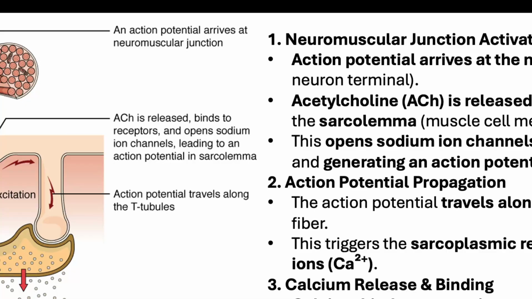This shifts tropomyosin, exposing binding sites on actin filaments. Cross bridge formation and muscle contraction. Myosin heads, another protein, myosin, binds to the actin, which is here in green, forming cross bridges. ATP is hydrolyzed into ADP plus Pi, providing energy for the power stroke.